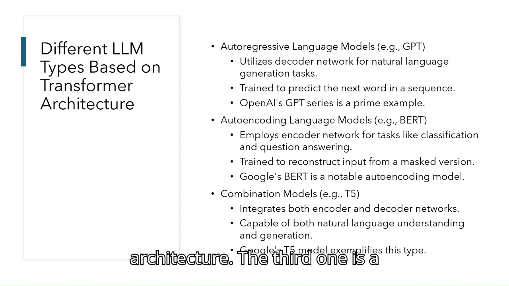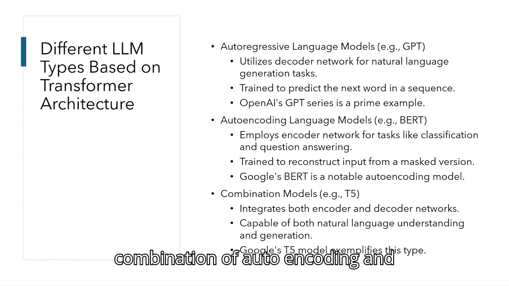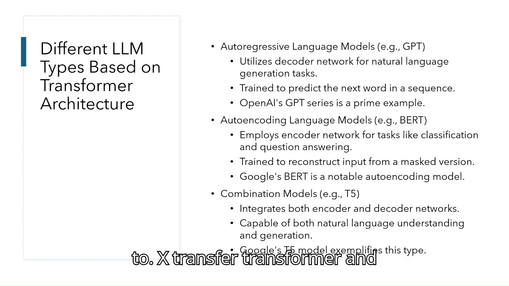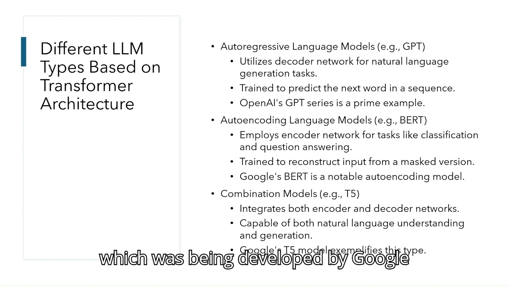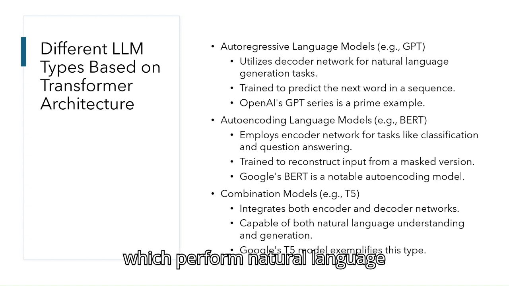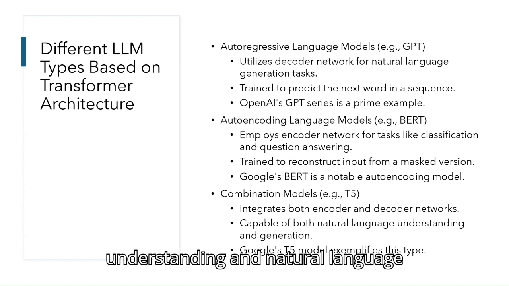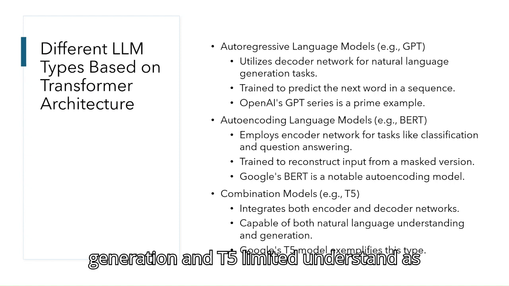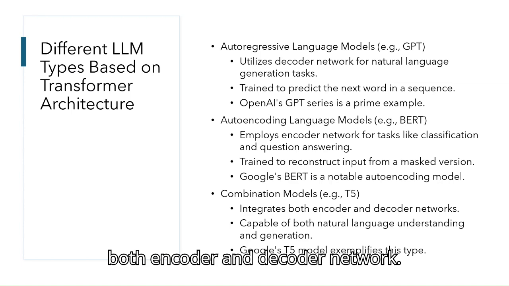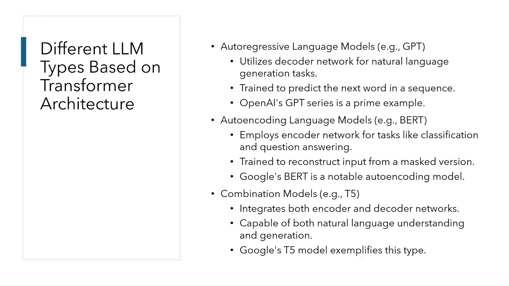The third type is a combination of autoencoding and autoregressive, such as T5, which stands for Text-to-Text Transfer Transformer, and which was developed by Google in 2020. The T5 LLM performs both natural language understanding and natural language generation. T5 can be understood as a pure transformer-based model which has both encoder and decoder networks.